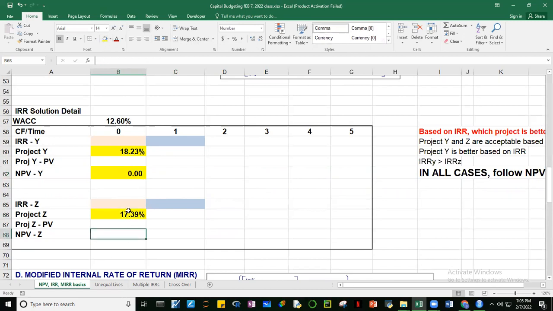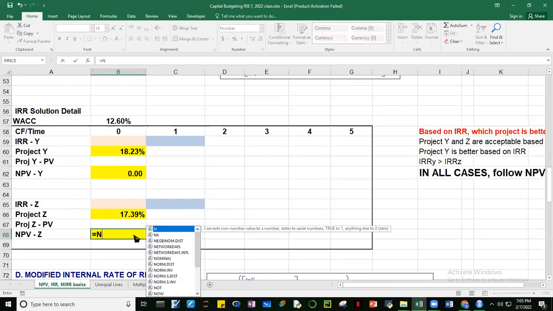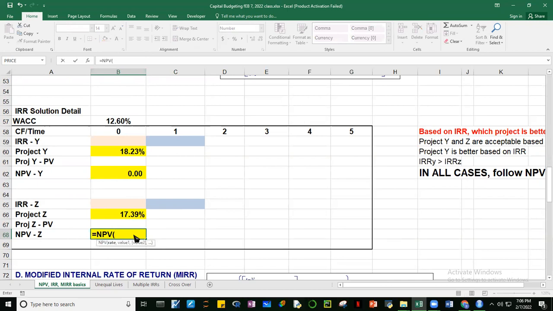Okay, ganun din dito, guys. Same here, kay Z. Let's see what will be the net present value of Z if IRR is equal to 17.39. Ganun din, NPV. Okay, so rate is still WACC. And then ang values natin, yung cash flows ni Z.